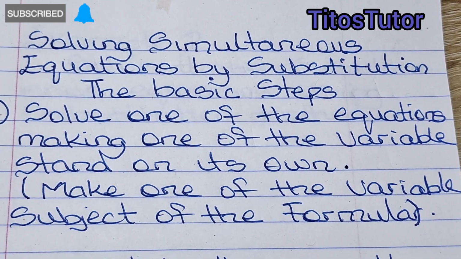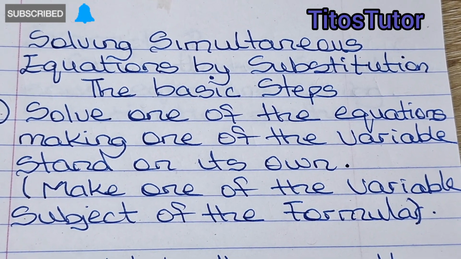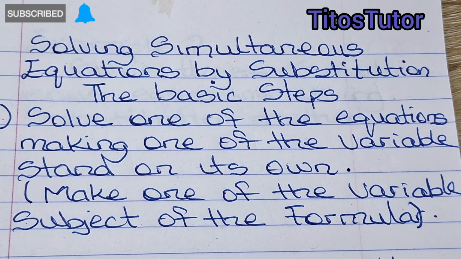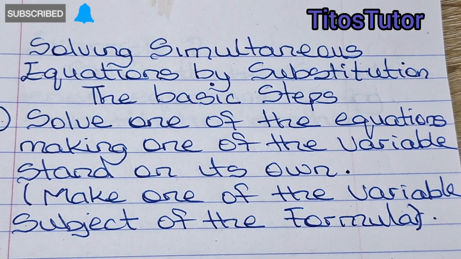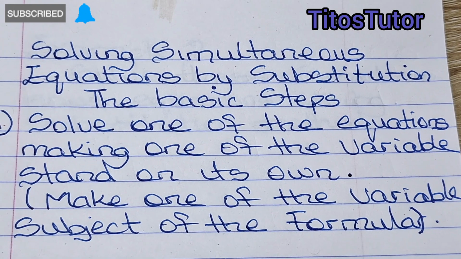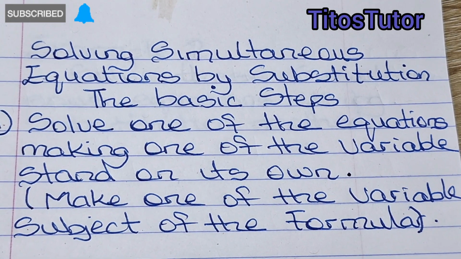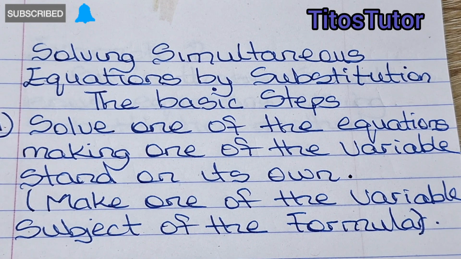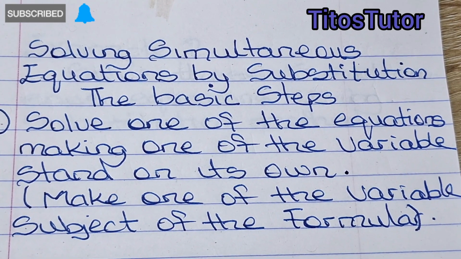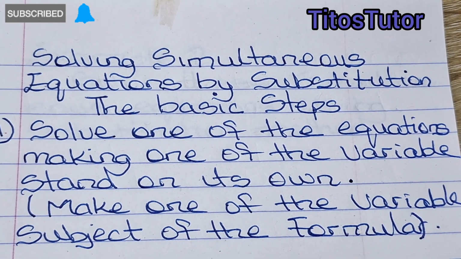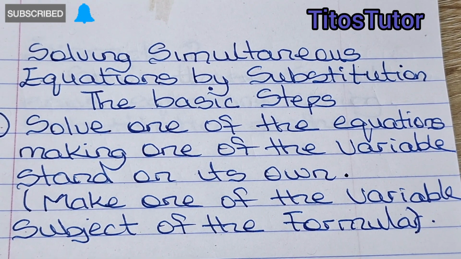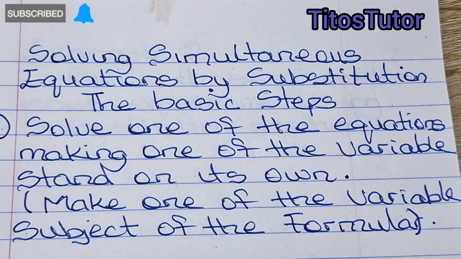Okay, so now I have broken down solving simultaneous equations by substitution into three simple steps, so you can understand how to solve simultaneous equations using the substitution method. The first thing you do is take one of the equations and choose the variable. In that equation, there are two variables. For example, there could be x and y. You decide which one you want to make the subject of the formula. So you make that one the subject of the formula.